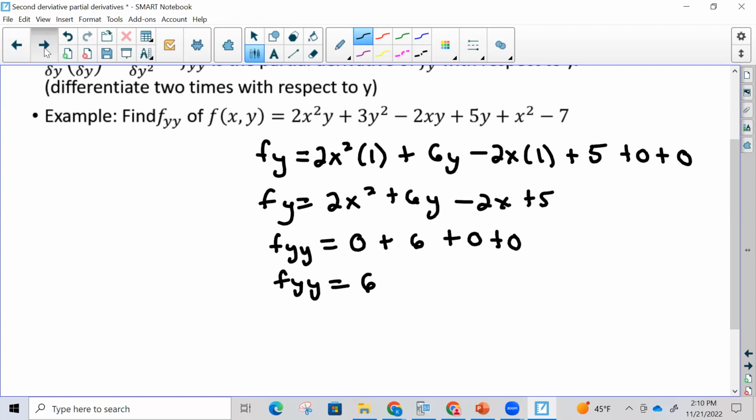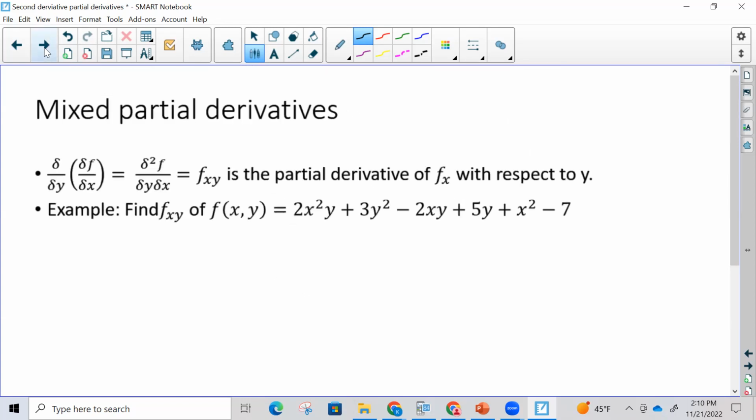Now we have two more types, and they are called mixed partial derivatives because we're going to take one derivative with respect to x and one with respect to y. When we do mixed partial derivatives, we will do whatever order they specify. They write it in different ways. If we have ∂f/∂x, that means this is my first-order partial derivative, and then we take the derivative of that again with respect to y. So we have ∂/∂y of ∂f/∂x, and that gives me this.